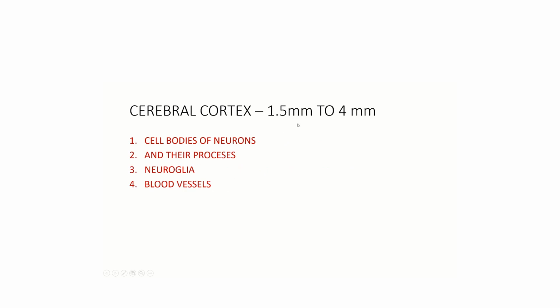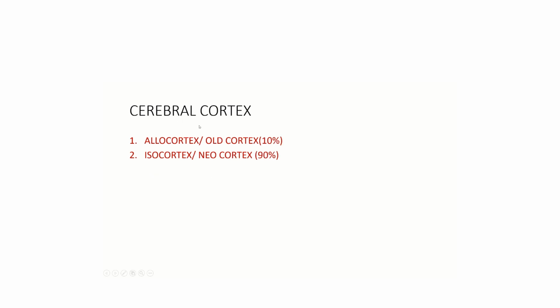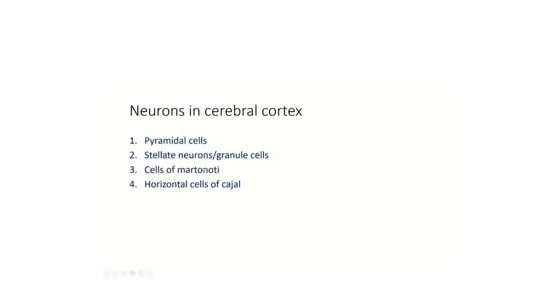The cerebral cortex is 1.5 millimeter to 4 millimeter thick. It is thickest in the gyri and thinnest in the sulci. It consists of cell bodies of neurons and their process, neuroglial cells and blood vessels. The cerebral cortex is divisible into old cortex and new cortex. Old cortex, also called as allocortex, 10%. Neocortex, also called as isocortex, is 90%.